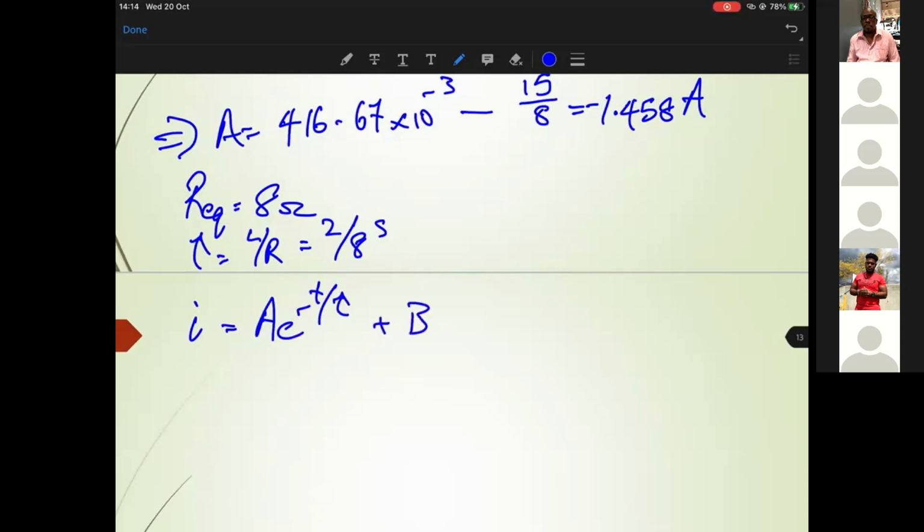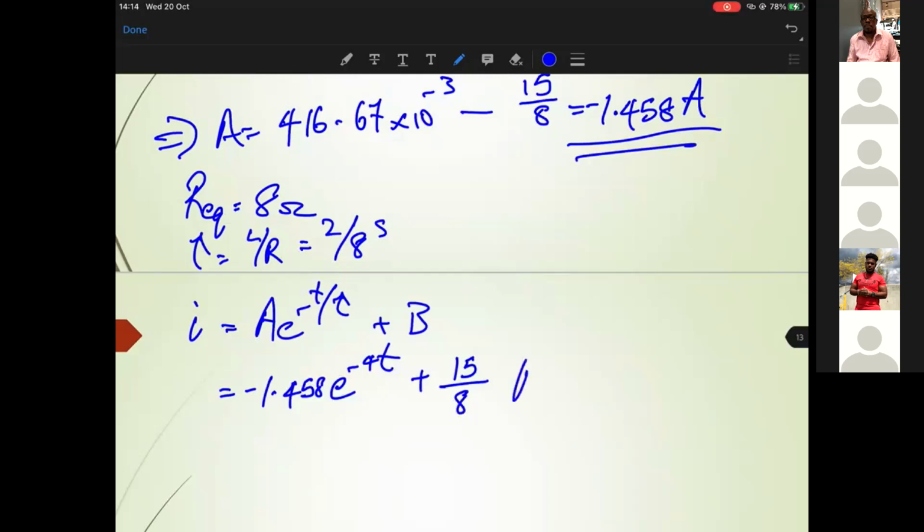All right. So what is A again? So we have A here. This is A. So that's minus 1.458 e to the minus 4t. And what is B? 15 over 8. And of course, the unit is amps.